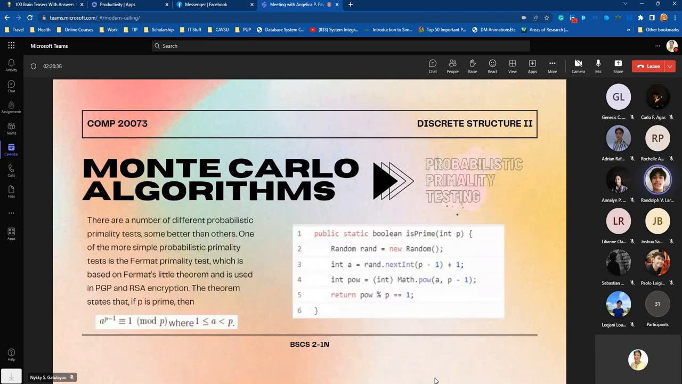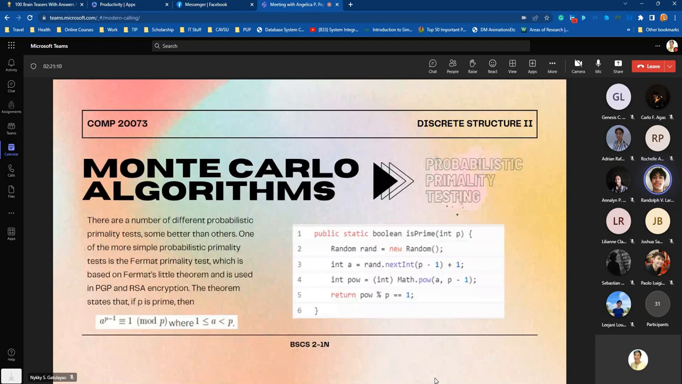So, since we're dealing with Monte Carlo algorithms and it is about probability and iteration, we'll use prime pa rin na modulo para ma-test if a number is prime or not. But it is through iteration. There are numbers of different probabilistic primality tests, some better than others. One of the more simple ones is the Fermat primality test, which is based on Fermat's little theorem and is used in PGP and RSA encryption.